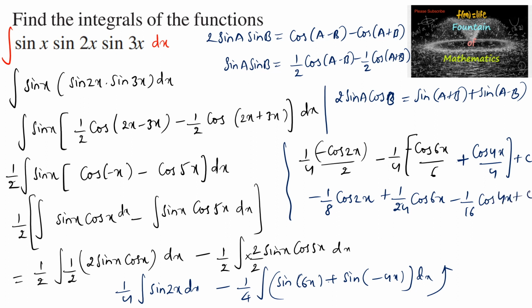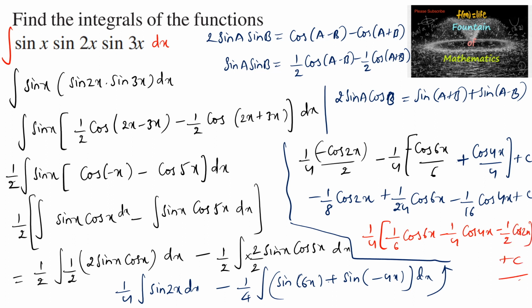plus integral constant c, or we can take 1 by 4 common here. So we can write 1 upon 4 taken common, and we can write here 1 by 6 times of cos 6x minus 1 by 4 times of cos 4x minus 1 by 2 times of cos 2x plus c is the answer.